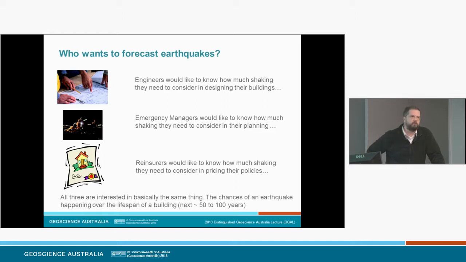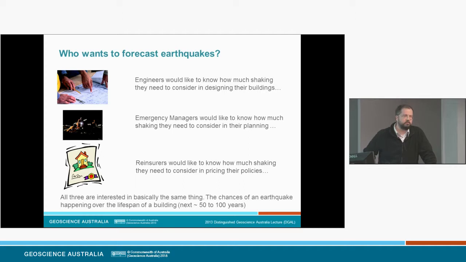The main user of this kind of product that we produce are engineers for designing their buildings. They like to know how much shaking they need to incorporate in their design through the building code usually. Other than them, emergency managers obviously would like to know how much shaking they need to consider in their planning and preparation for a natural disaster, particularly an earthquake.